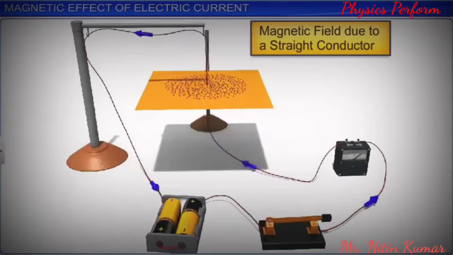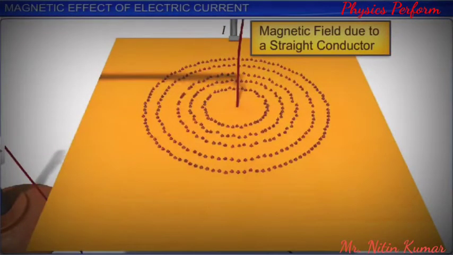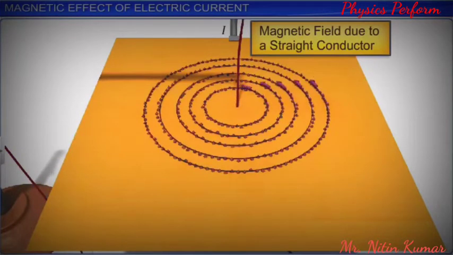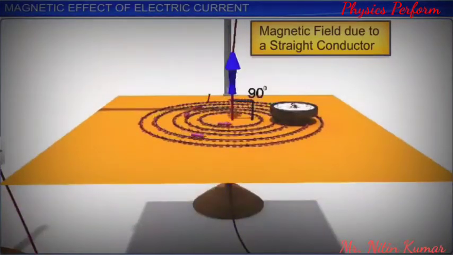As soon as the current passes through the conductor, the iron filings orient themselves in concentric circles, with their center coinciding with the center of the conductor. From these observations, Ørsted concluded that current in a conductor produces a magnetic field around it. He also found that the alignment of the magnetic needle is tangential to an imaginary circle with the straight current-carrying wire at the center, and the plane of the imaginary circle is perpendicular to the length of the wire.